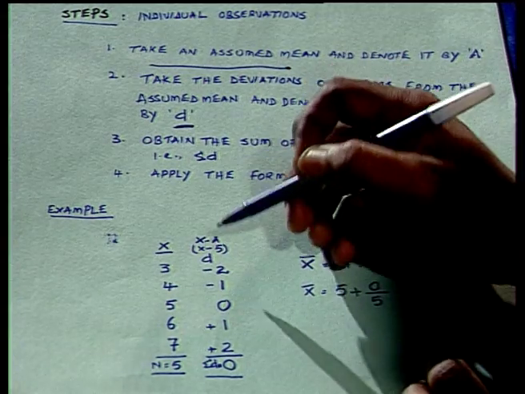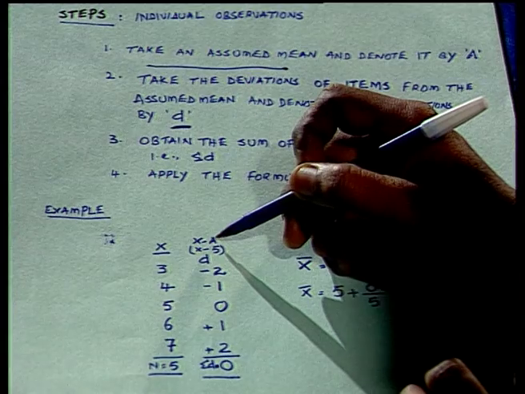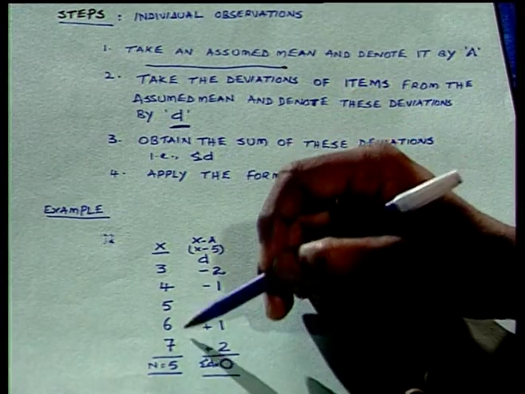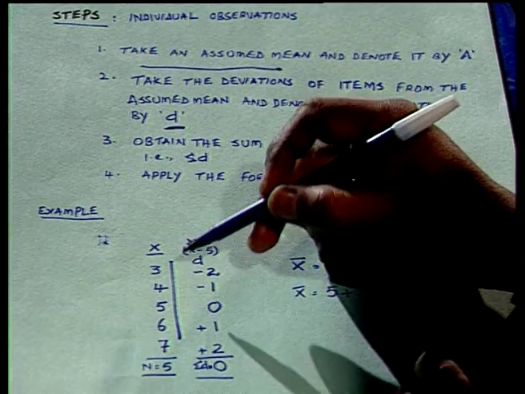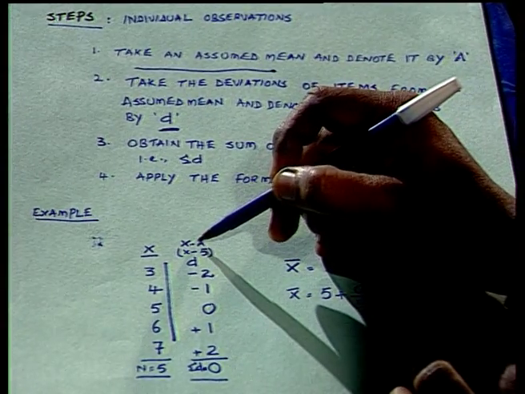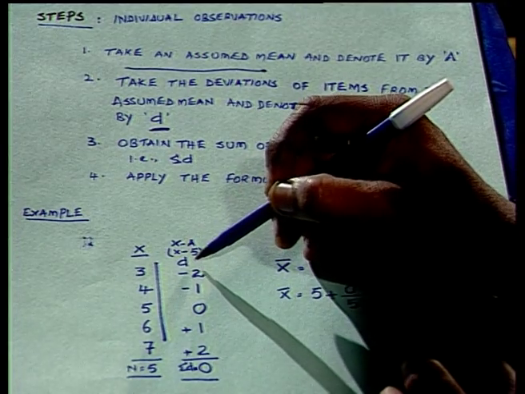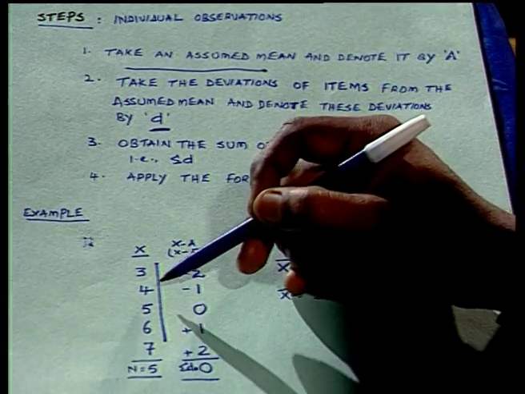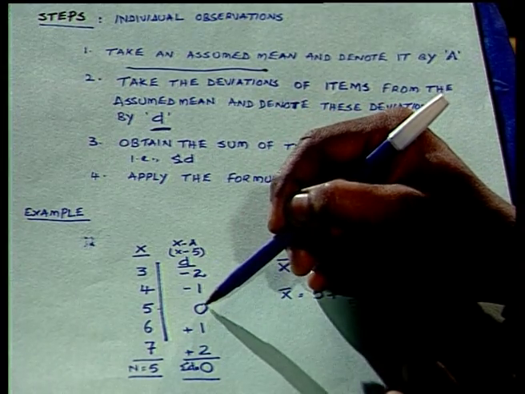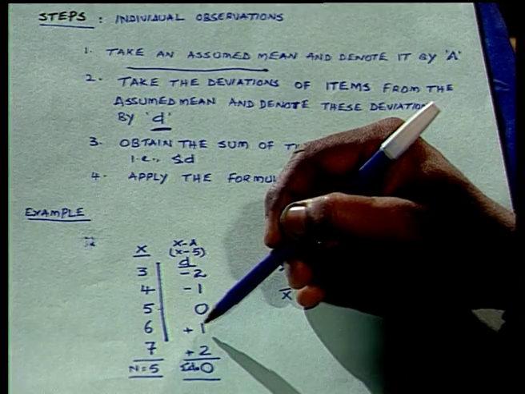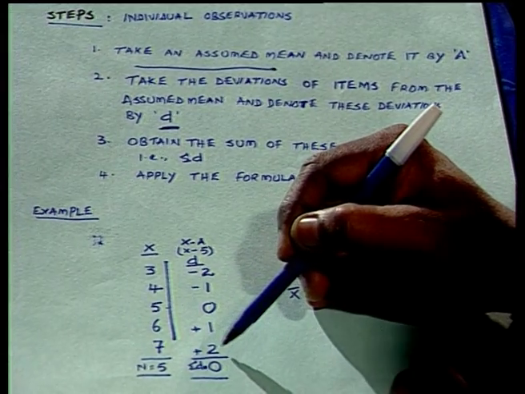Then for obtaining the deviations, what we have to simply do is deduct the assumed mean from the values given here. For example, the first one, it is x, which is the value of the variable, minus assumed mean, which is 5 here. 3 minus 5 will give you minus 2, which is denoted as D here, and then 4 minus 5 is minus 1, 5 minus 5 will give you 0, 6 minus 5 will give you plus 1, and 7 minus 5 will give you plus 2.